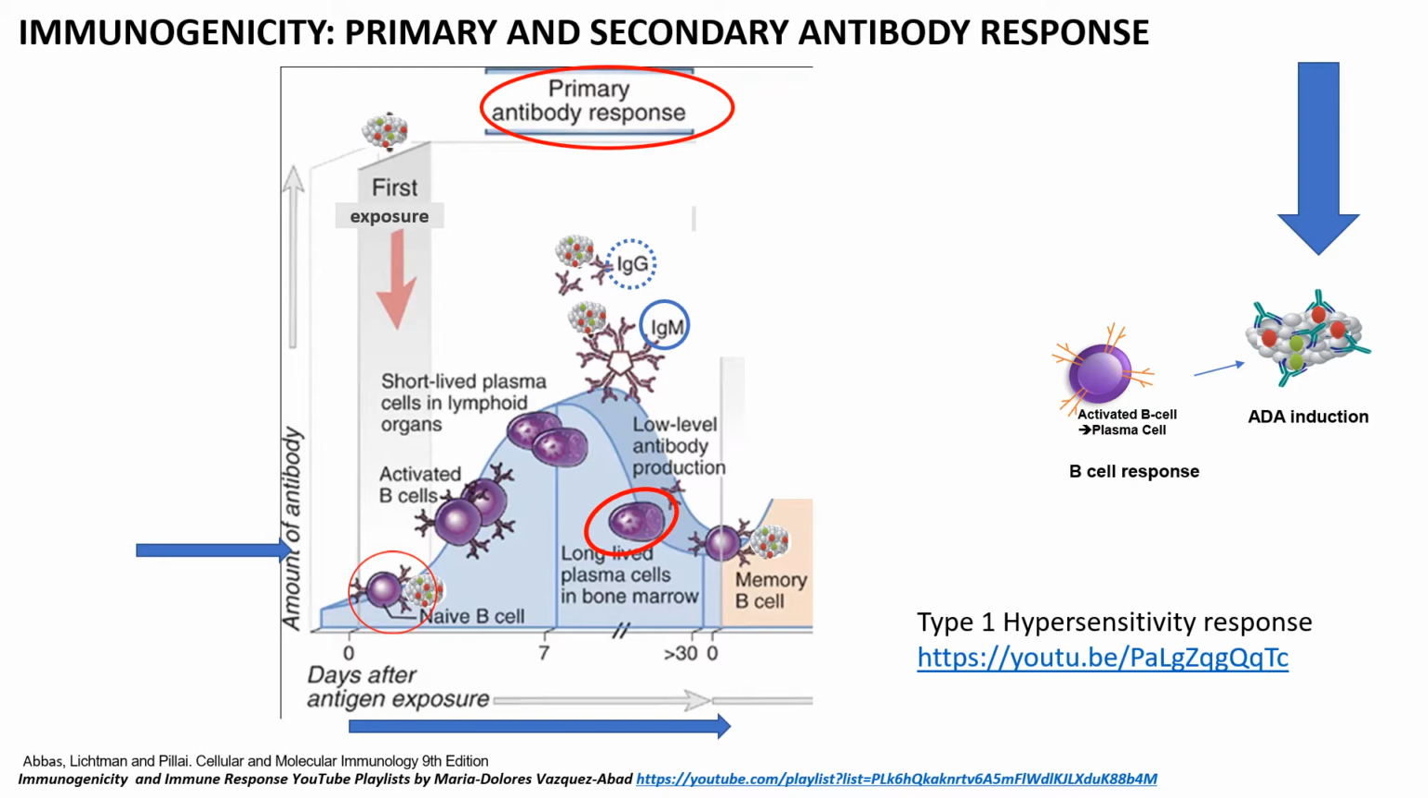If you want to know more about type 1 hypersensitivity response, which is also a type of antidrug antibody response and immunogenicity, please take a look at my other YouTube video. We're going to go on to the more typical primary and secondary antibody responses, which are mainly IgM and IgG.